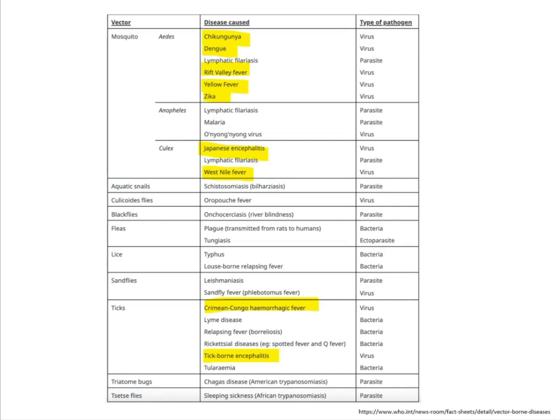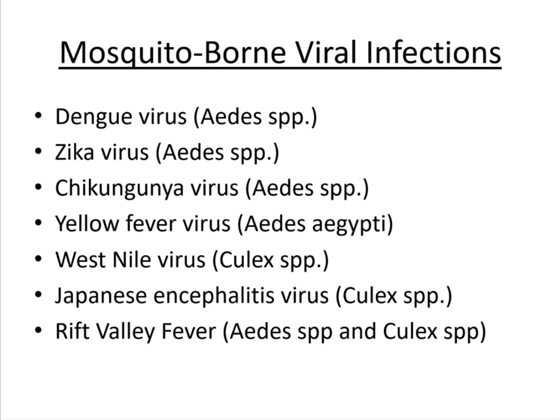This graphic just shows kind of the organization of vectors. Again, we're only going to talk about viruses. Here it's kind of broken down between the type of vector. So it's not just mosquitoes and ticks. There's flies, lice, different organisms, and then the different diseases and the types of pathogens. So the mosquito-borne viral infections, like I mentioned before, these are the ones we're going to talk about.